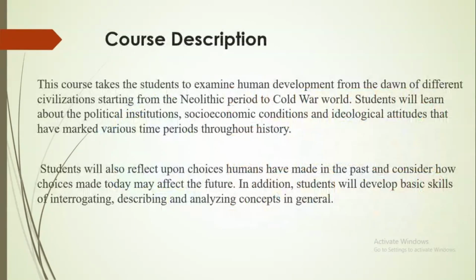This course basically takes students to examine human development from the dawn of different civilizations, starting from the Neolithic period to the Cold War world. Students will also learn about the political institutions, socioeconomic conditions and ideological attitudes that have marked various time periods throughout history. And students will also reflect upon choices humans have made in the past and consider how choices made today may affect the future.